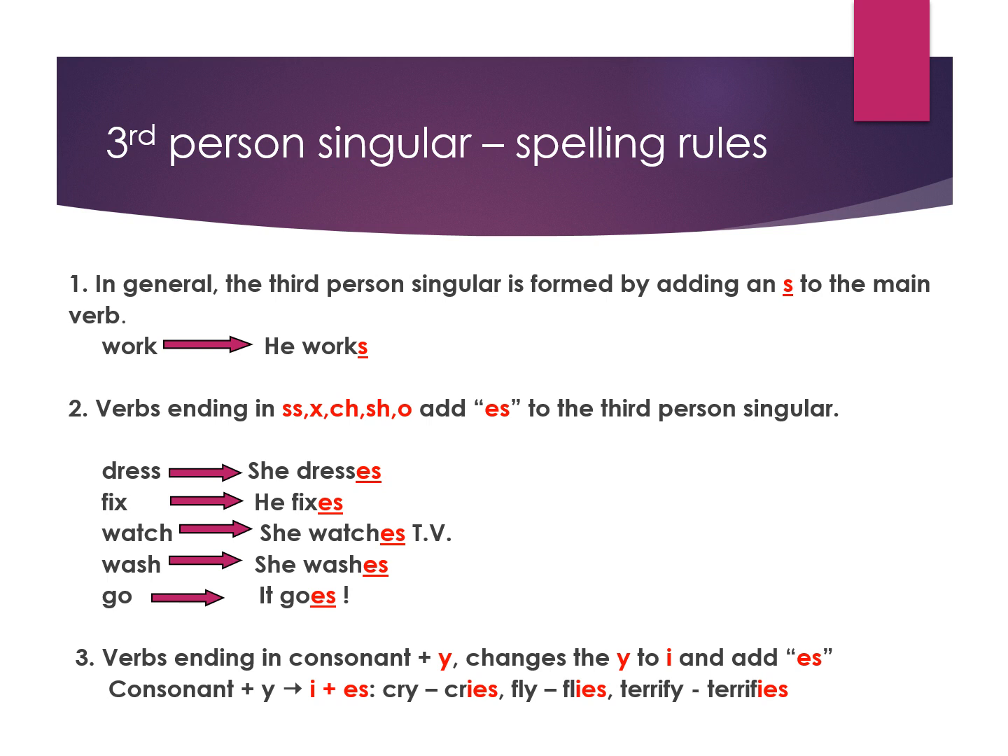Rule number 3. Verbs ending in consonant Y, change the Y to an I and add ES. As in the case of the word cry, would be cries. Fly would be flies. Terrify would be terrifies.